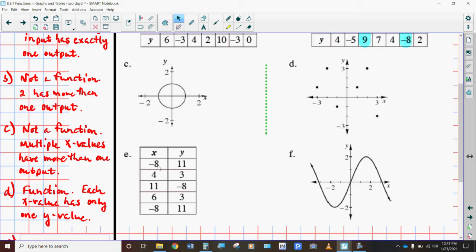Taking a look at this table here, I'm a little concerned about this -8. Give me an 11 here.